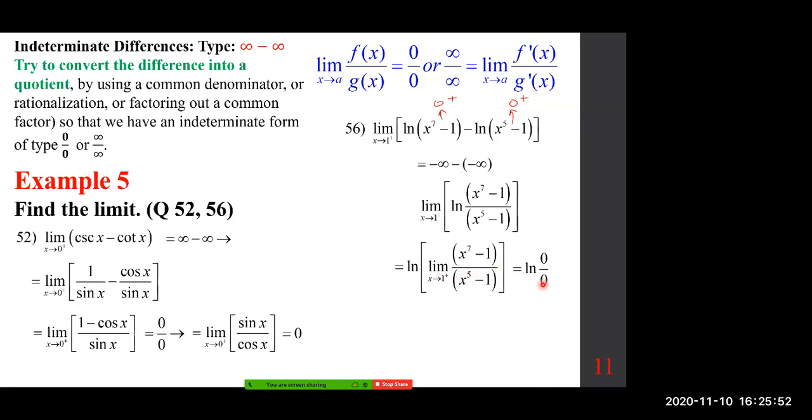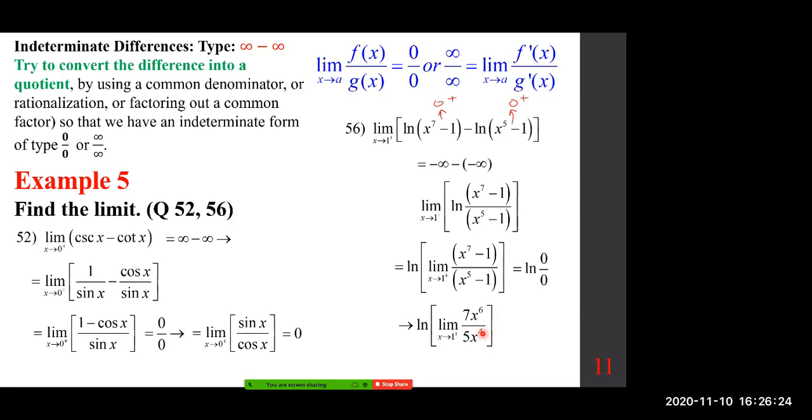For this part, which is 0 over 0, we can use L'Hopital's rule. So this gives you 7x to the power of 6, and this one gives you 5x to the power of 4. We are differentiating the top, we are differentiating the bottom. ln remains outside. The limit as x approaches 1 from the right remains. You just differentiate the top, you just differentiate the bottom.